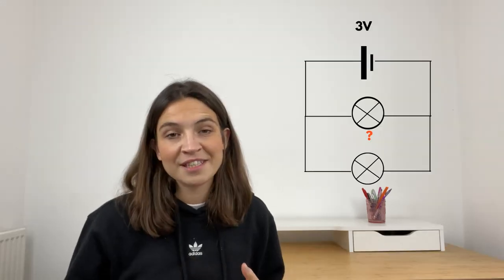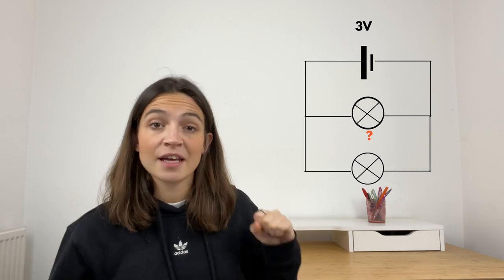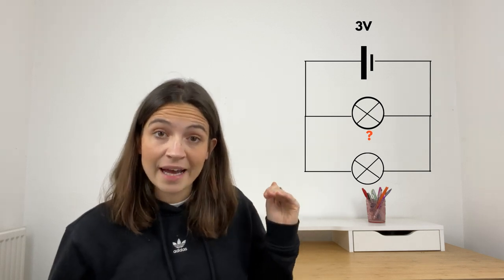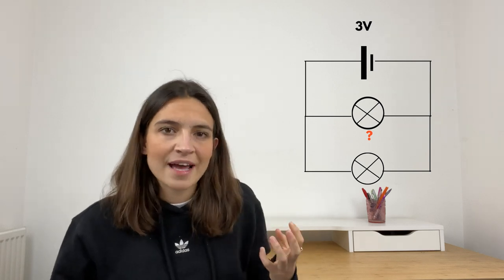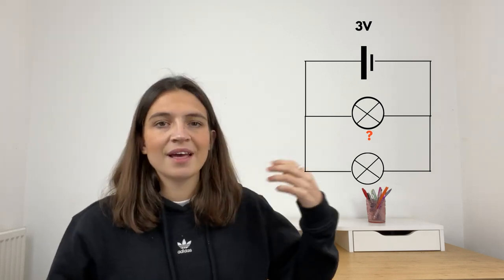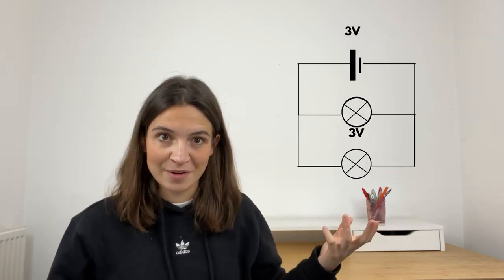Okay, let's have a look at an example. What is the voltage over this bulb? Well, this is a parallel circuit, so the voltage from the supply is applied across each branch. And since there is only one thing in each of these branches, if the supply is 3 volts, then the voltage over this bulb must also be 3 volts.